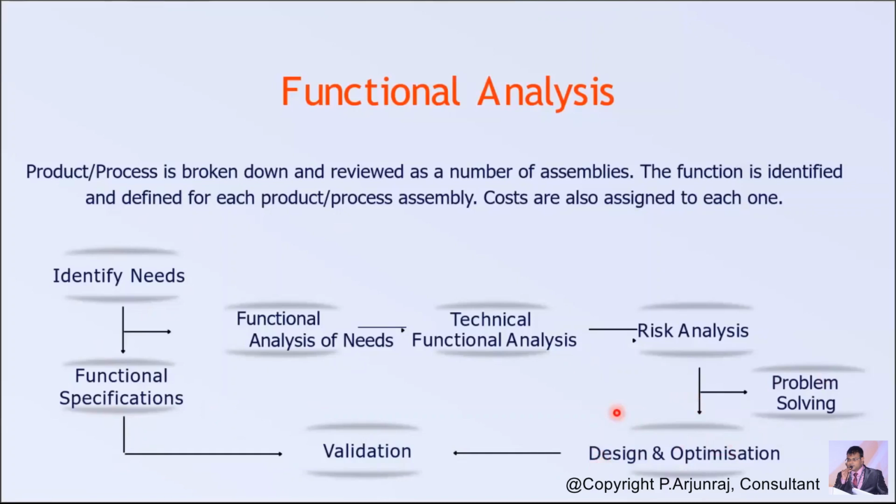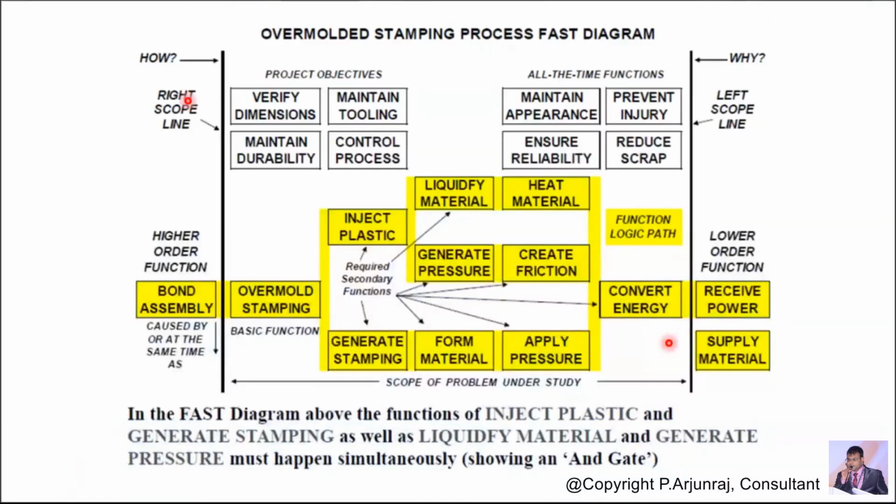And here the very important thing is you have to analyze the function considering the technical aspects, the manufacturing feasibility aspects, and also you should consider the risk analysis as well. So as I said, the function is the heart of value engineering. So you have one technique called FAST technique, which is nothing but function analysis systematic technique diagram.